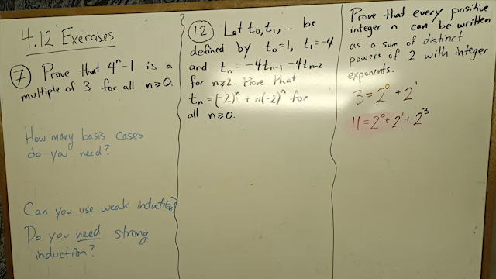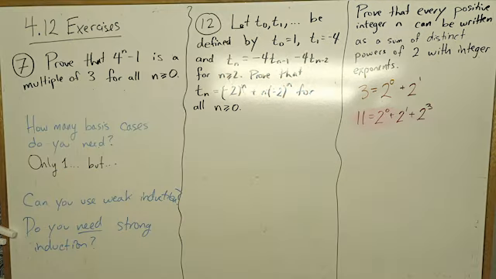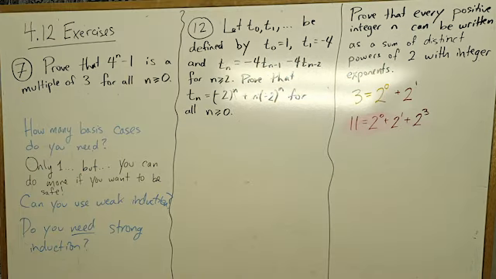Okay, for the first question, prove that 4 to the n minus 1 is always a multiple of 3 for all n at least 0. Well, to be honest, this one is not so obvious immediately before you see the trick for how to solve it. But in this case, it turns out that only one basis case is needed. So only one basis case is needed for the first question.